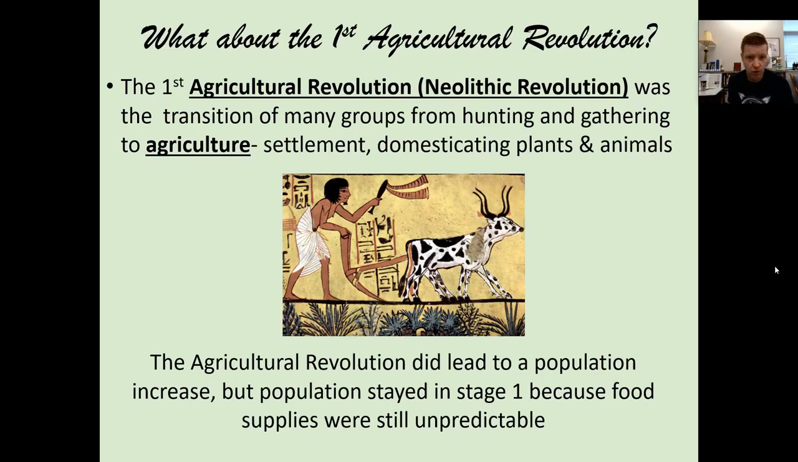Well, what about the first agricultural revolution? What about this Neolithic revolution that changed the game, that for the first time ever in human history saw people transition from hunting and gathering societies into domesticating plants and animals and settling down on a plot of land and staying there? Yes, that does lead to a more predictable food supply. Yes, that did lead to a population increase, but it wasn't necessarily sustainable because you still have things like warfare, conquest, natural disasters, plague, pestilence, famine.